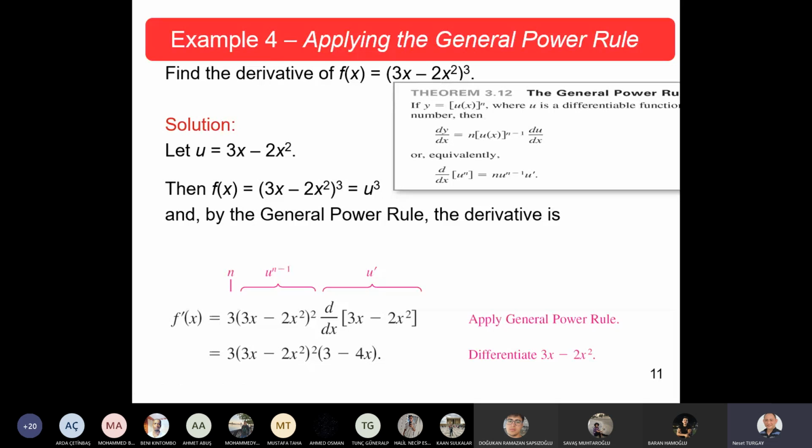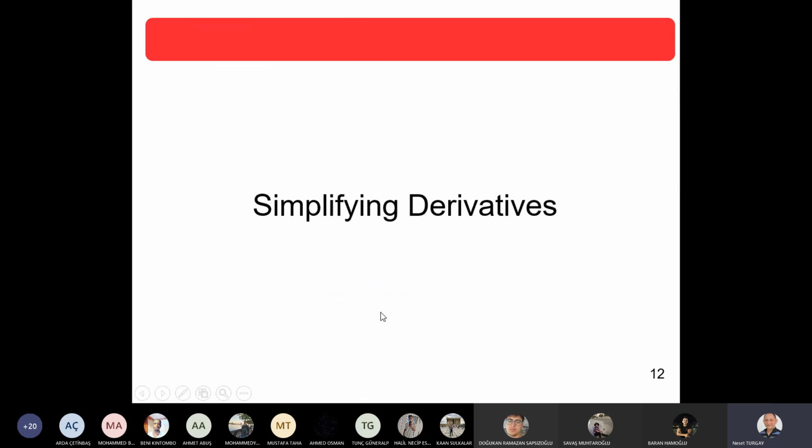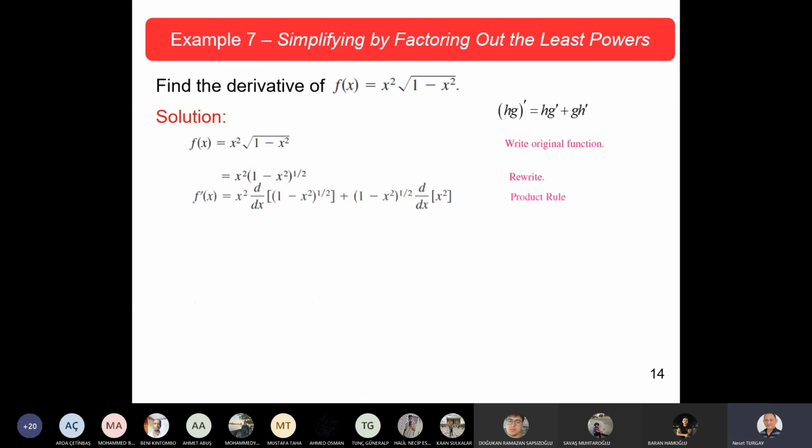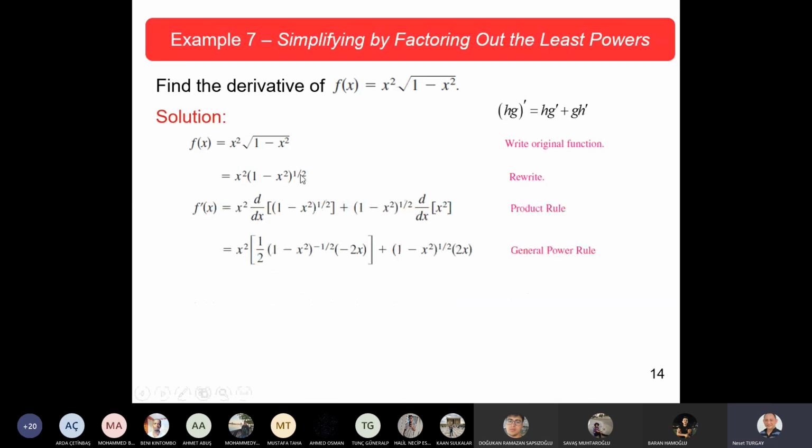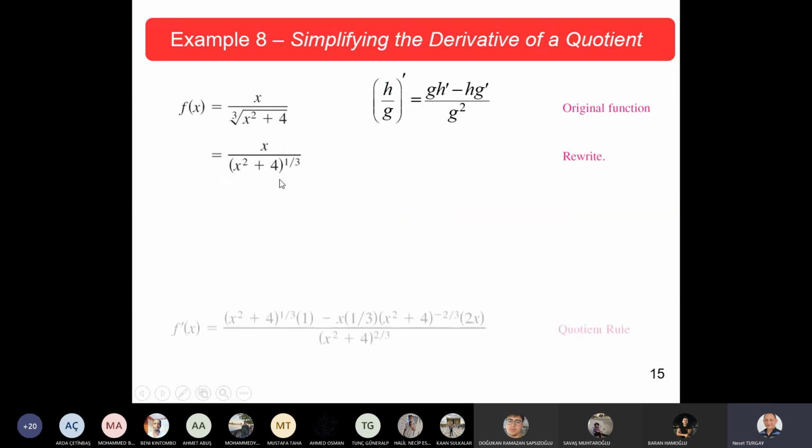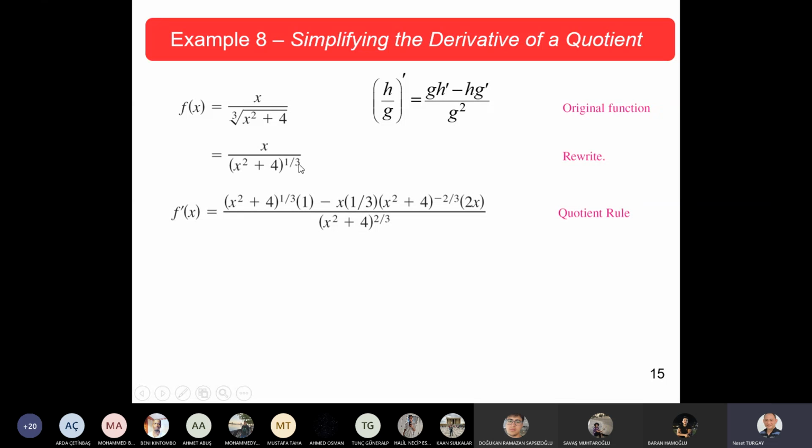Did you understand? In these 4 examples, we did the similar things. Take the power first, don't touch the inside, decrease the degree with 1, times the derivative of the inside. In the first example, we did this. In here, take the power 1 over 2 to the front. Don't touch the inside, decrease this with 1 over 2 minus 1, and take the derivative of inside. In the last one, take the 1 over 3 to the front, don't touch inside, decrease this with 1, and times derivative of inside.